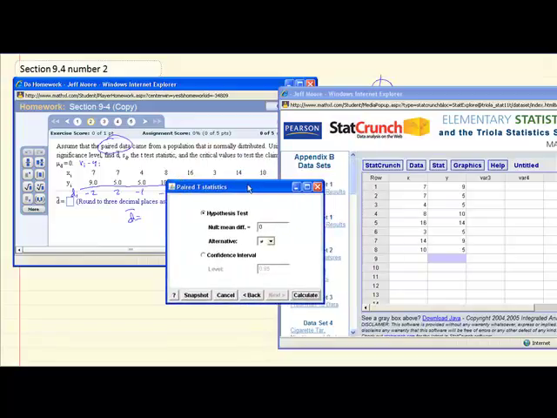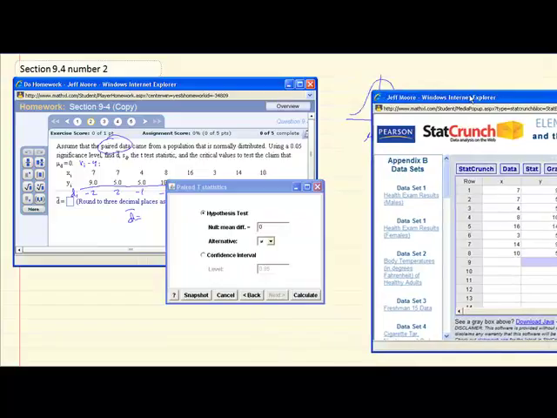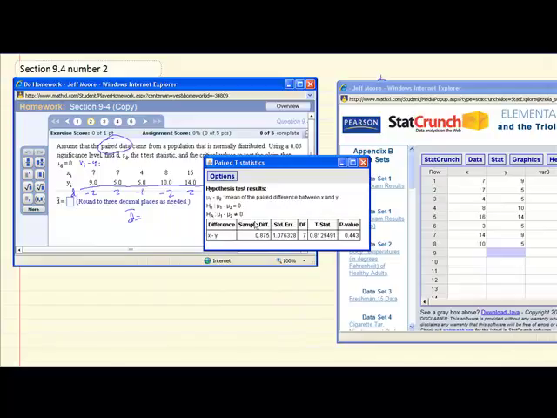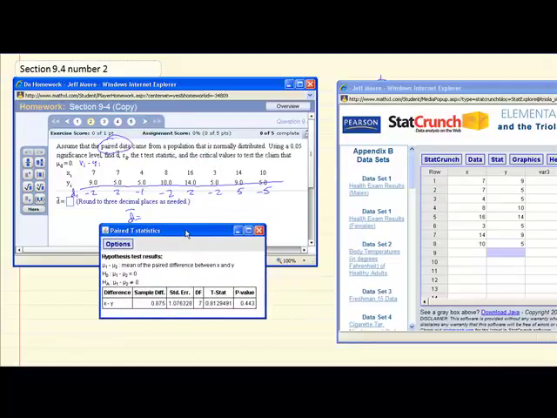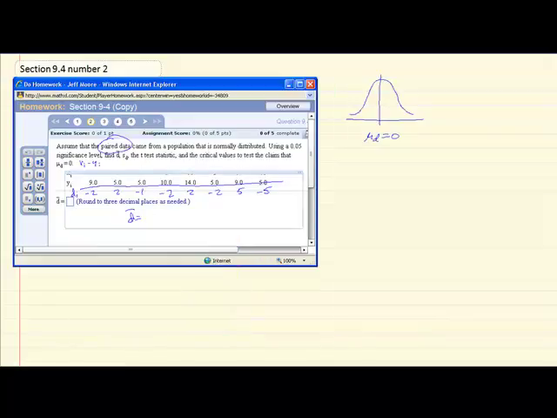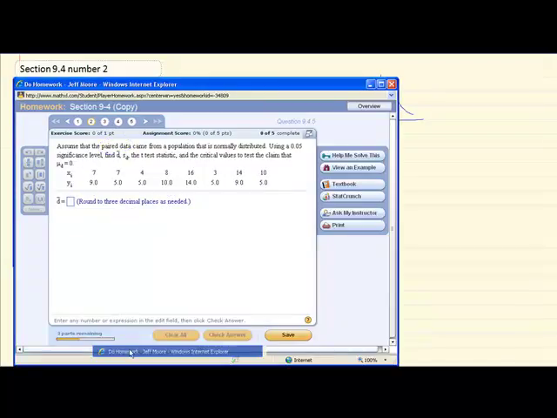This is asking me to conduct a hypothesis test at a 0.05 level of significance. And I'm testing that the population mean difference is 0. So I'm going to keep the hypothesis test radio button selected, and then my null hypothesis is that the difference is 0, and my alternative hypothesis is not equal to. I'll click Calculate. Now a lot of what I need is here in this box. D bar was the first thing I was looking for, and that is 0.875, as we can see in this box. So we'll type that in here.